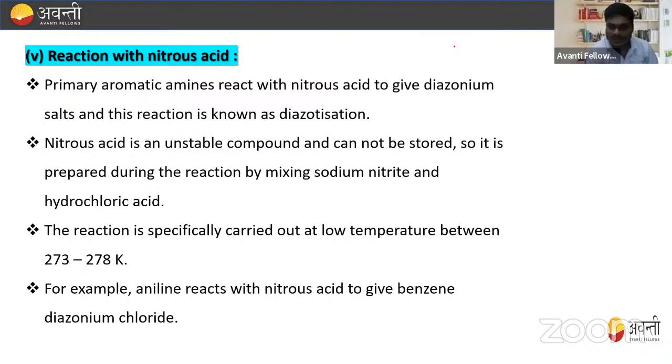Nitrous acid is an unstable compound and cannot be stored. So it is prepared during the reaction by mixing sodium nitrite and hydrochloric acid. The reaction is specifically carried out at a low temperature, between 273 and 278 Kelvin. For example, aniline reacts with nitrous acid to give benzene diazonium chloride.